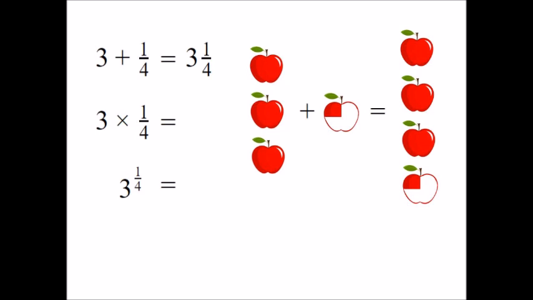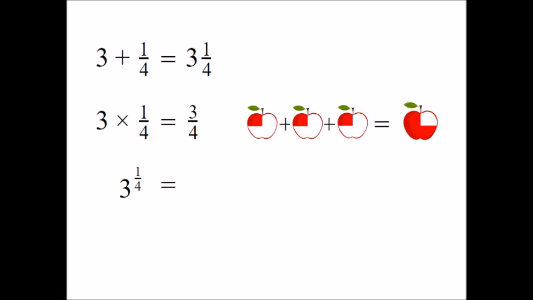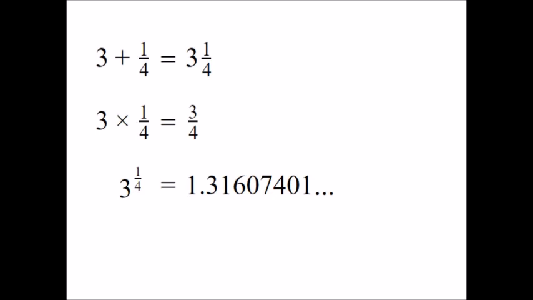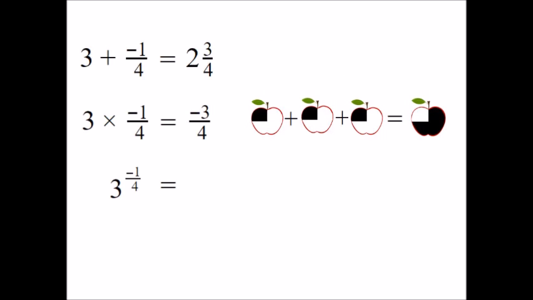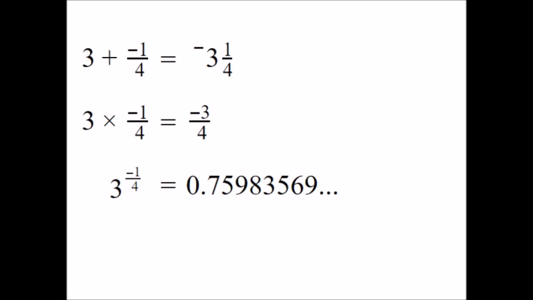3 to the 1/4. Okay. A group of 3 of those quarter apples. That would be 3/4 of an apple. Okay. But what exactly does it mean to multiply the number 3 by itself 1/4 of a time? I'll tell you what it means. It's unsettling. Negative fractions. I start with 3 apples, and then I take a 1/4 apple bite. It leaves 2 3/4 apples left. Or 3 of those 1/4 apple bites would remove 3/4 of an apple. And I'm already sick of exponents.